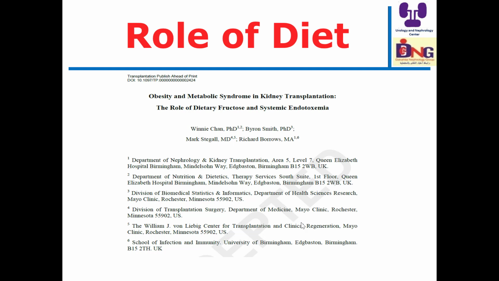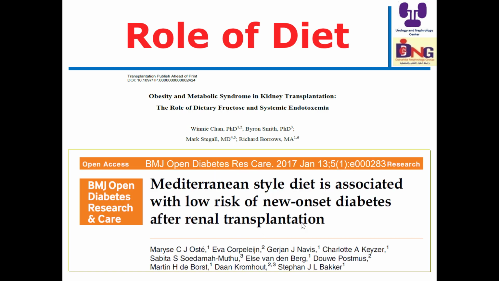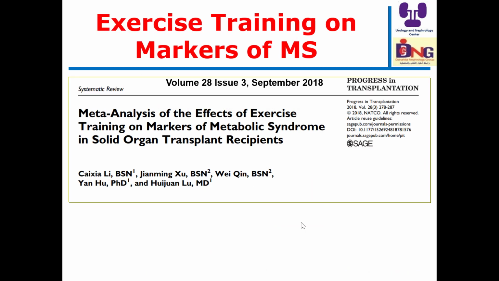And here this article stresses the role of dietary fructose in causing obesity and metabolic syndrome. It seems that the Mediterranean style of diet is associated with a low risk of new onset diabetes after transplantation. Through the days, through months of reading, I am quite convinced by the Mediterranean diet, which is rich in fruits and vegetables with less red meat.